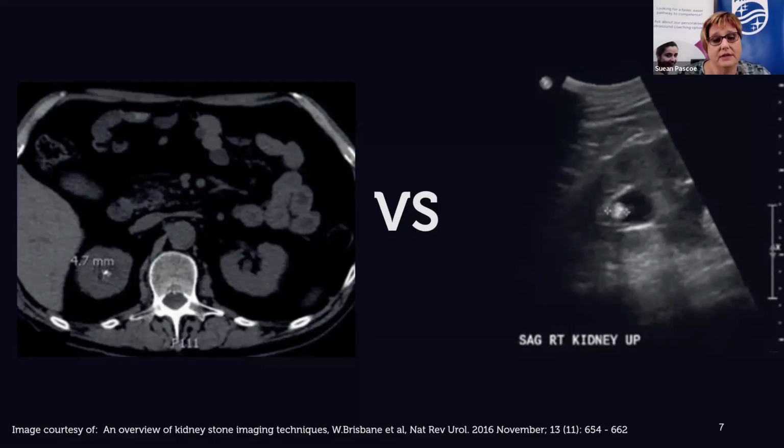Sometimes those stones, when they're smaller than 3 to 5 millimeters, depending on which article you're reading, are not big enough to produce a shadow. And so then it's really, really difficult to distinguish them from echogenic sinus fat.